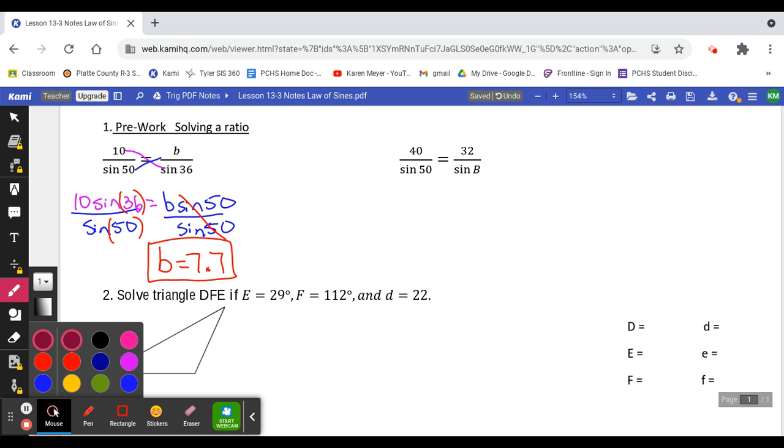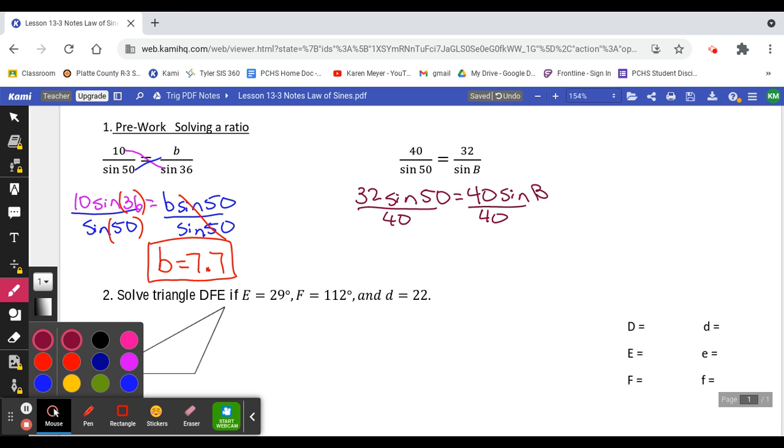Okay, now on the next one, we're still going to cross multiply, but you're going to notice this time the variable is not a side. The variable is an angle. Okay. So I'm going to take 32 sine of 50 equals 40 sine of B. And then I want to get rid of the 40, so I'm going to divide it away. Boom. But now remember, this is what the sine of big B would equal.